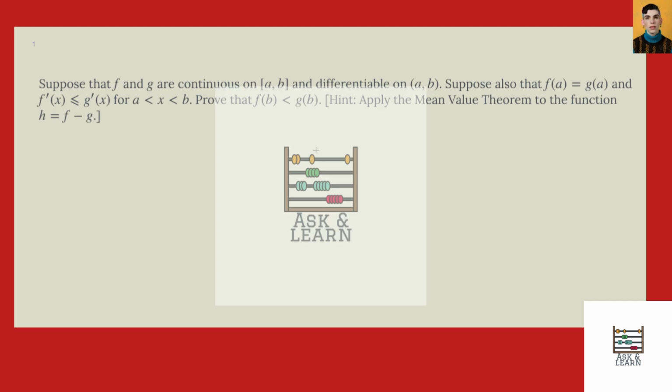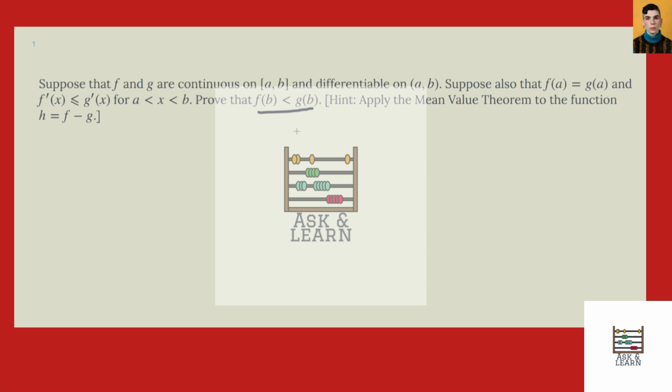Suppose that f and g are continuous on the closed interval from a to b and differentiable on a to b. Suppose that f of a equals g of a and f prime of x is less than or equal to g prime of x for a less than x less than b. And we are being asked to prove this statement right here, f of b is less than g of b.